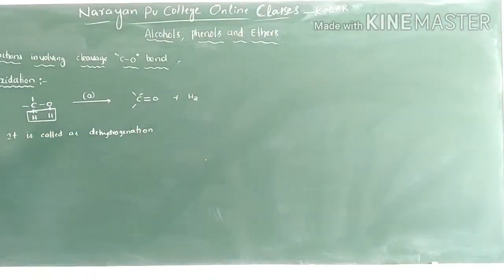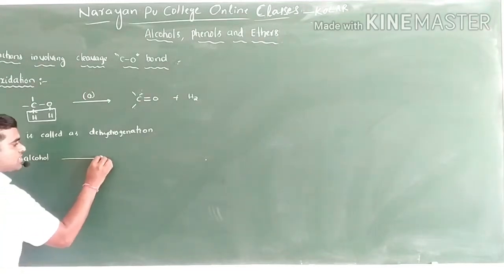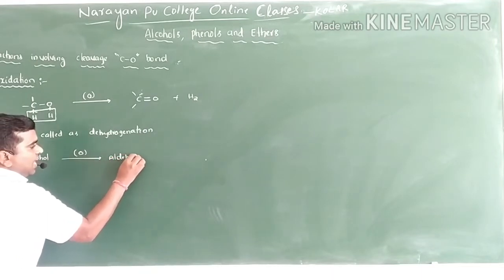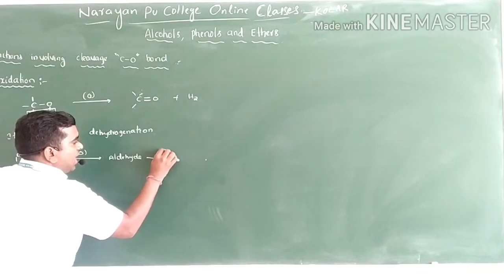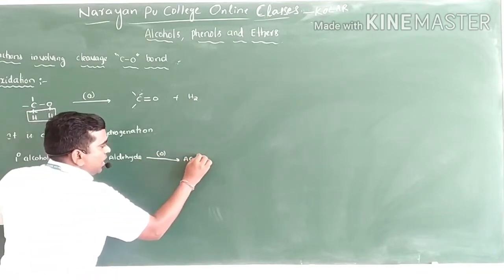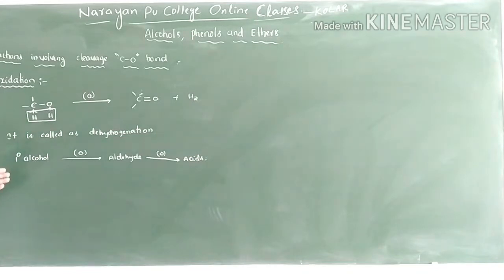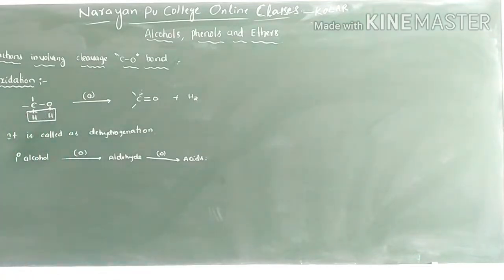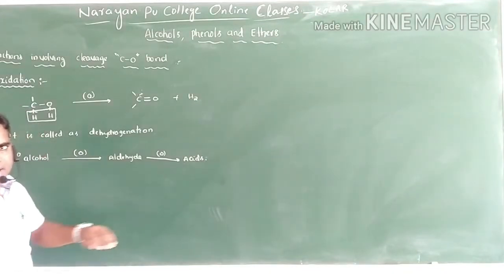And different alcohols give different products when they are oxidized. First, whenever primary alcohols are involved in the oxidation, first they are oxidized to aldehyde, and under further oxidation they are converted into acids. I already mentioned: primary alcohols are oxidized to aldehydes, and aldehydes are oxidized to acids. The acid will have the same number of carbon atoms as the alcohol. Suppose 2 carbon atoms are there in the alcohol, then there are also 2 carbon atoms in the acid.